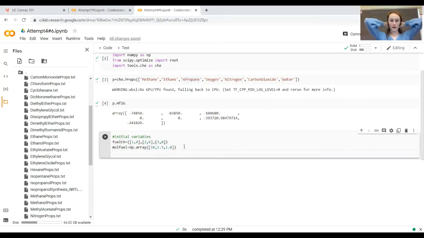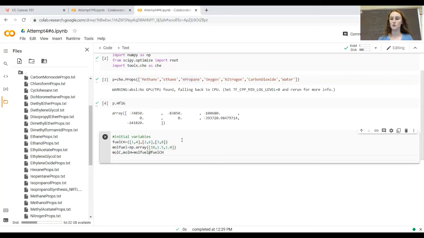Alrighty, so now that we have that, we can go ahead and do the moles of C and the moles of H, moles of carbon and hydrogen. And they are just going to be equivalent to the matrix multiplication of the moles of fuel. Matrix multiplication, the @ sign, just so you know. Moles of fuel times the fuel CH there.